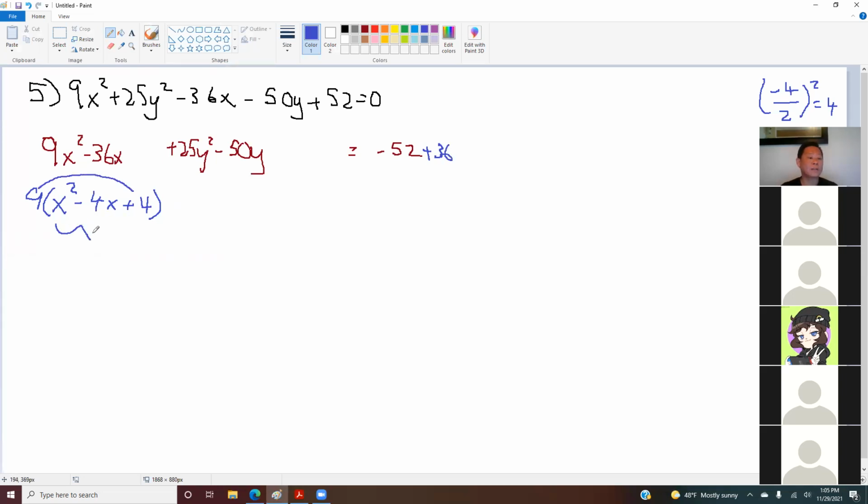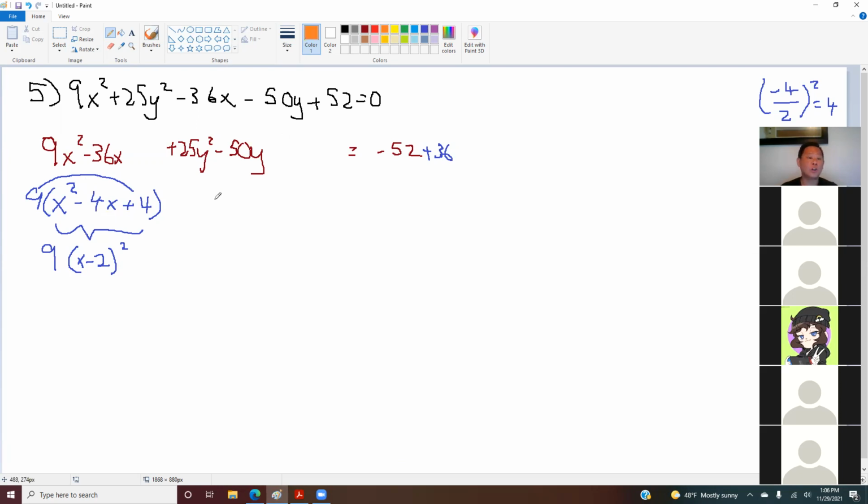And you need to factor this. This is a perfect square, and that perfect square is x minus 2. So this is how we do the x term. The minus 2 comes from half of -4. So it's always half of the middle term.